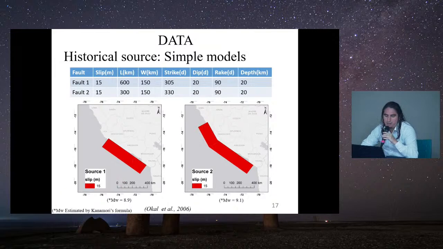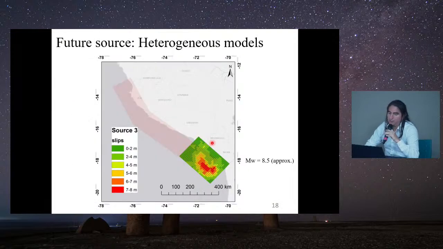And this is where the Mw was estimated by Kanamori's formula, of course. In this case, considering just this single fault it would be 8.9, and considering these two faults it would be up to 9.1. So I simulated this considering just the single one and these two. And on the other hand, this is Pulido's slip distribution, according to the GPS measurements, and the moment magnitude is around 8.5.